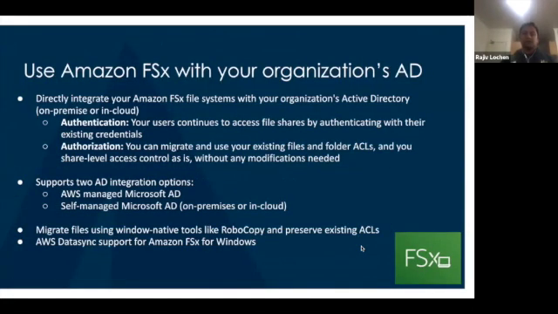FSx integrates directly with your organization's Active Directory, whether it is on-premise or in cloud. Users can continue to access file shares by authenticating with their existing Active Directory credentials. You can migrate and use the existing files and folder ACLs and share level access control. To migrate, you can use Windows native tools like Robocopy, which will still preserve the existing ACLs, but FSx now also supports AWS DataSync to migrate data from on-premise to FSx.